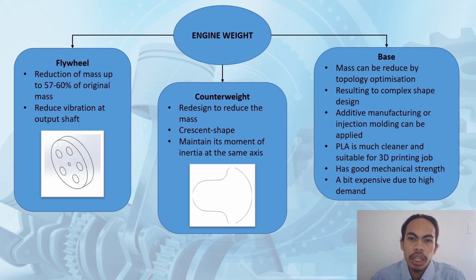Lastly, a large improvement can be made in reducing the mass of the PVC base. This can be done by performing topology optimization. However, this process results in a complex shape design and can only be achieved by other manufacturing methods. PVC can be dangerous when exposed to heat due to its high chlorine content. Therefore, PLA seems to be a better material to use as it has good mechanical strength and is suitable for 3D printing jobs. On the downside, PLA can be a bit expensive due to high demand in additive manufacturing applications nowadays.